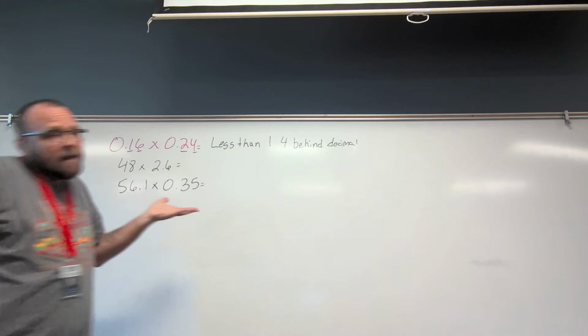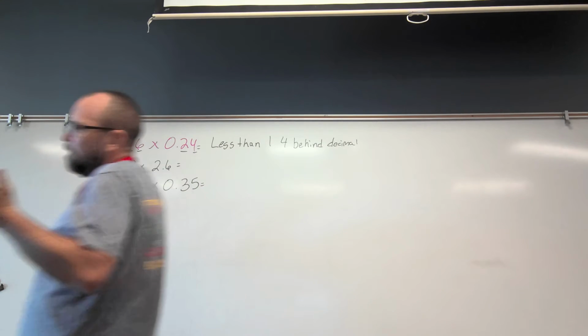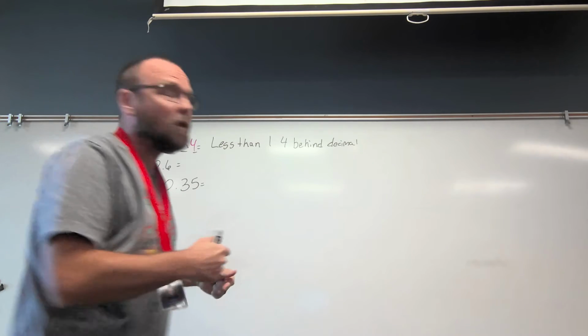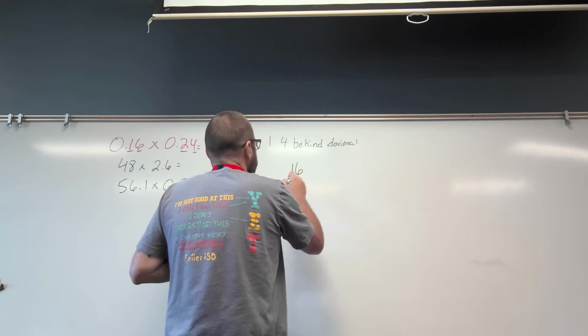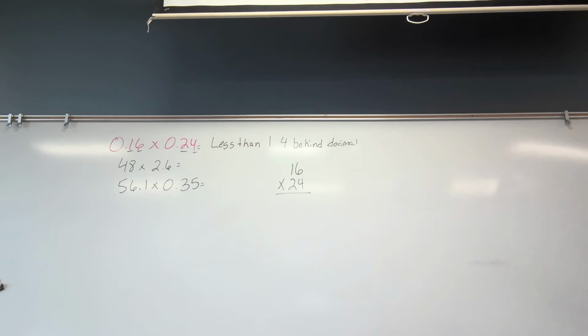All right, so now my next step: I estimated, I figured out how many numbers are behind the decimal point in my product. Now I'm going to multiply. But wait! I'm going to multiply it ignoring the decimal points. So I just have to multiply 16 times 24. I don't need to put the decimal points there because I already know how many numbers are going to be behind the decimal point in la respuesta correcta.